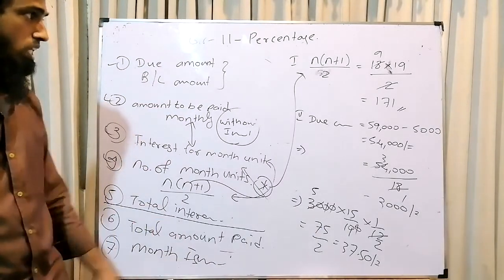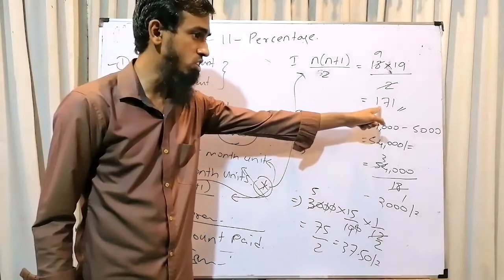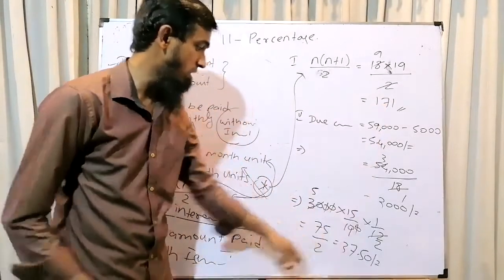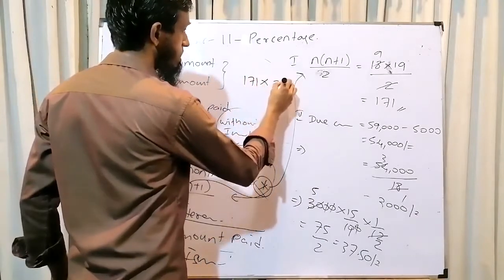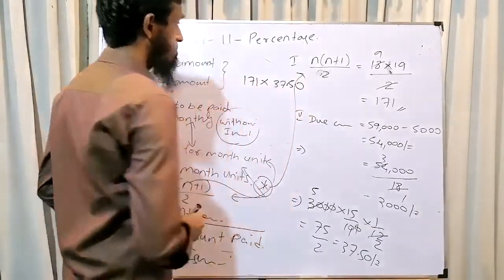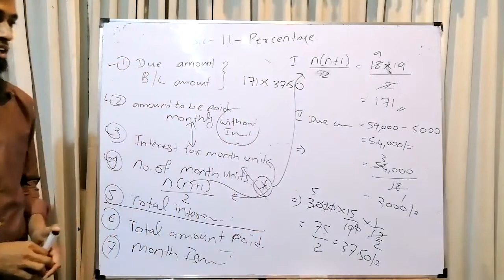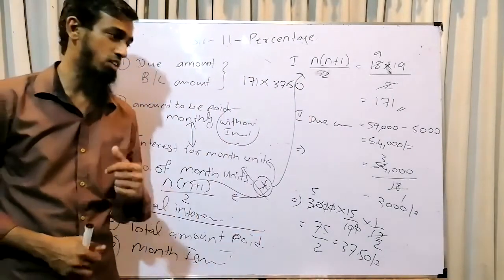Then we have the number of month units. If you multiply 171 by 37.50, it gives the total interest. So you have the answer.